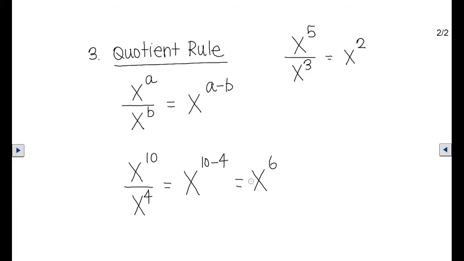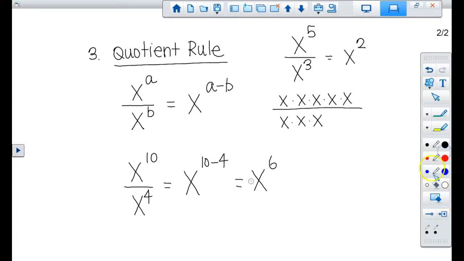Now, to show you why that works, think about x to the 5th power. We're going to take the base x and repeat it in a multiplication problem 5 times. So 1, 2, 3, 4, 5. Now I'm dividing that by x to the 3rd power, which means I'm going to take the base of x and repeat it 3 times in a multiplication problem. So 1, 2, 3.